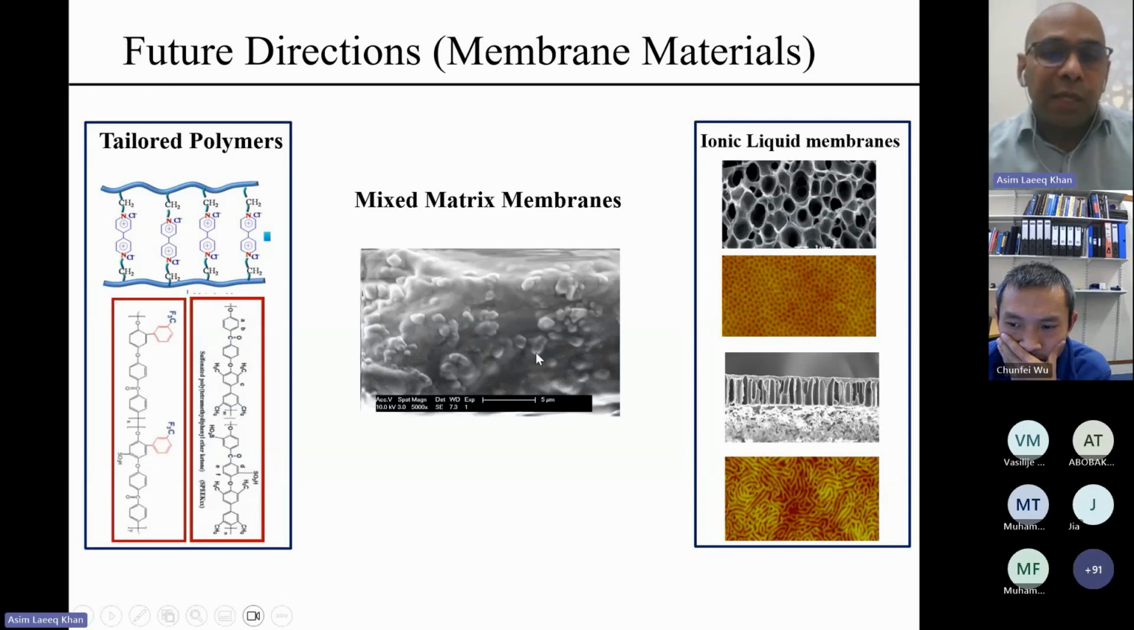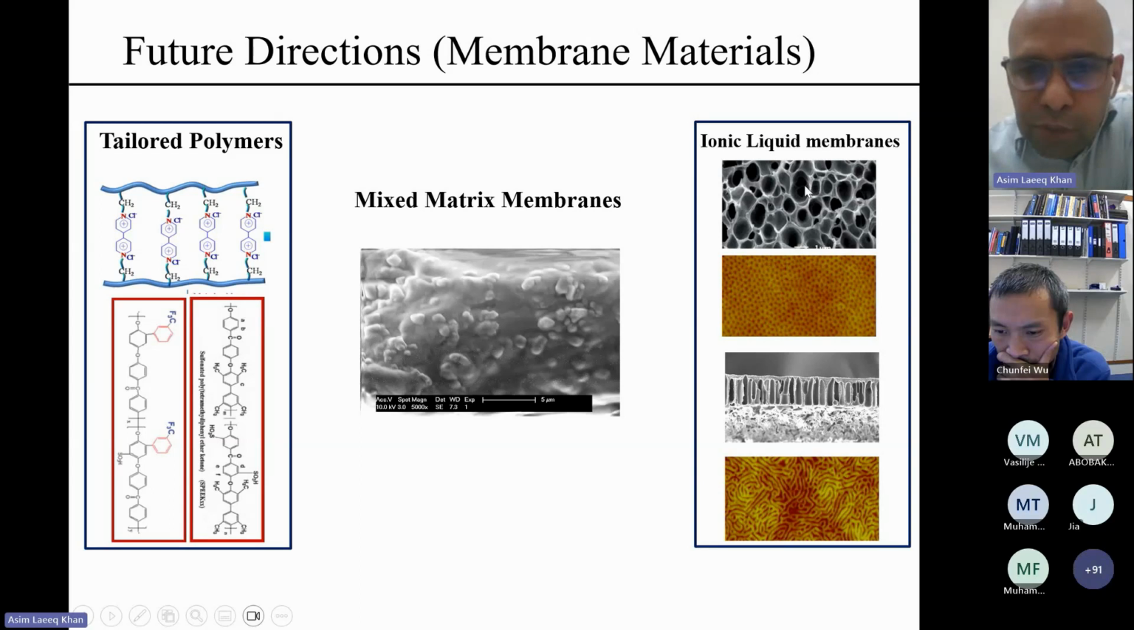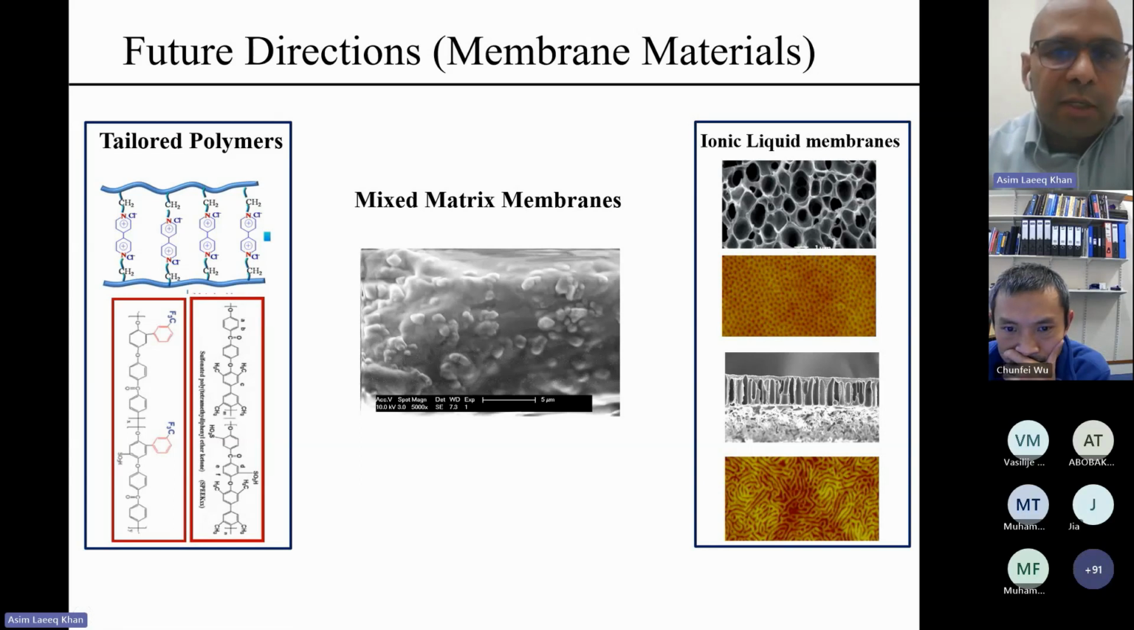Another kind of strategy is mixed matrix membranes. Mixed matrix membranes combine the properties of polymers with non-polymeric materials, so that we have the high separation of inorganic materials and the high processability and low cost of polymeric materials. Another strategy being used is ionic liquids, deep eutectic solvents, and different types of high CO2 affinity solvents inside the polymer matrix, so that we can increase the selectivities and permeabilities.